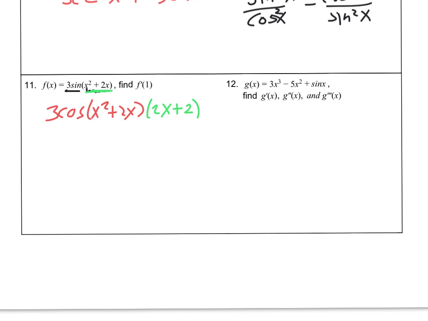At f prime of 1, we're plugging 1 in. So that's going to be 3 cosine 1 plus 2 is 3. And then 2 plus 2 is 4. If you wanted to rewrite this, that'd be 12 cosine of 3.